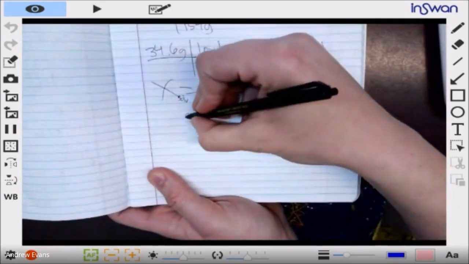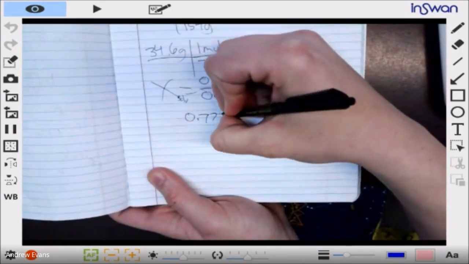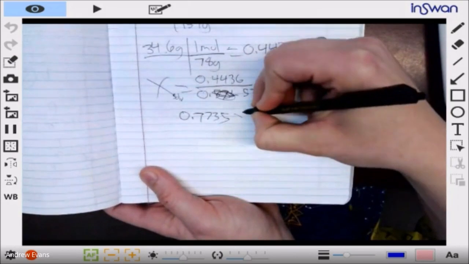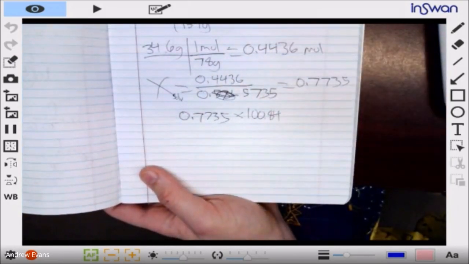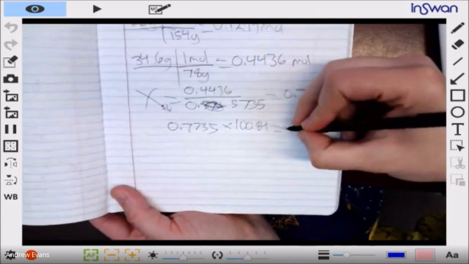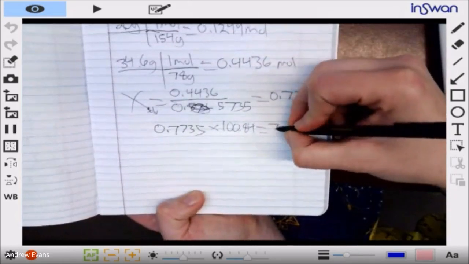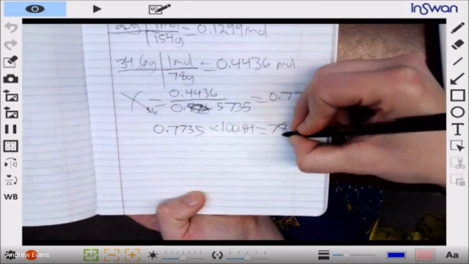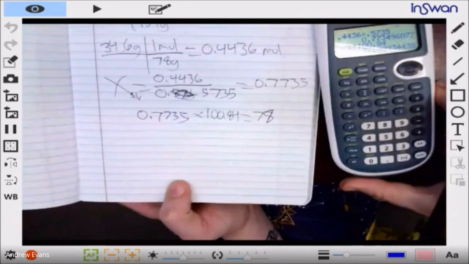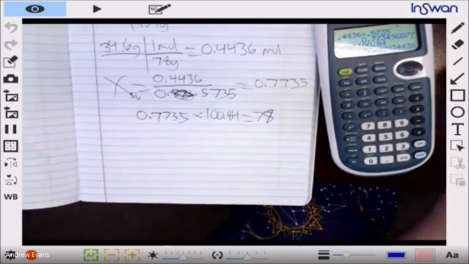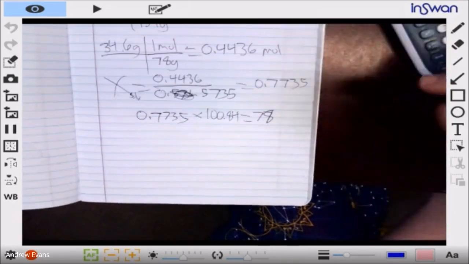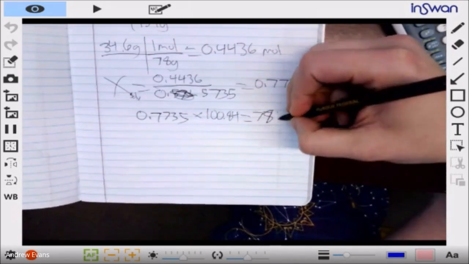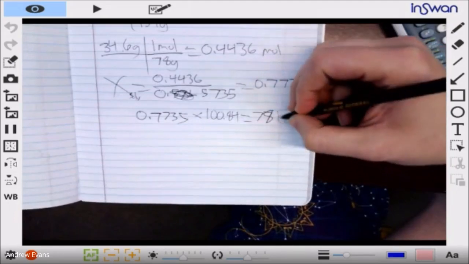So mole fraction 0.7735 times 100.84 would give us the vapor pressure of benzene now. The vapor pressure has dropped to, we'll just say 78, because it's 77.999. So it is 78. There's our answer. Torr, whatever.